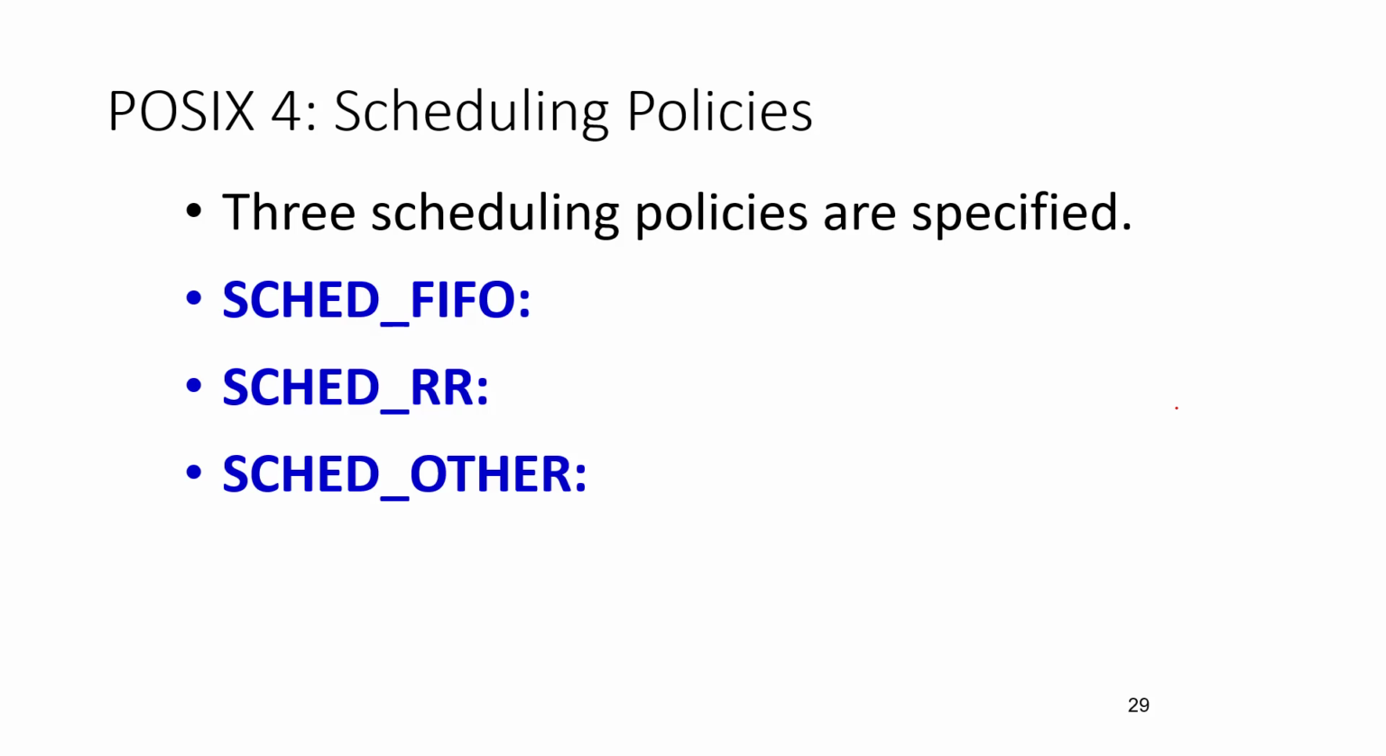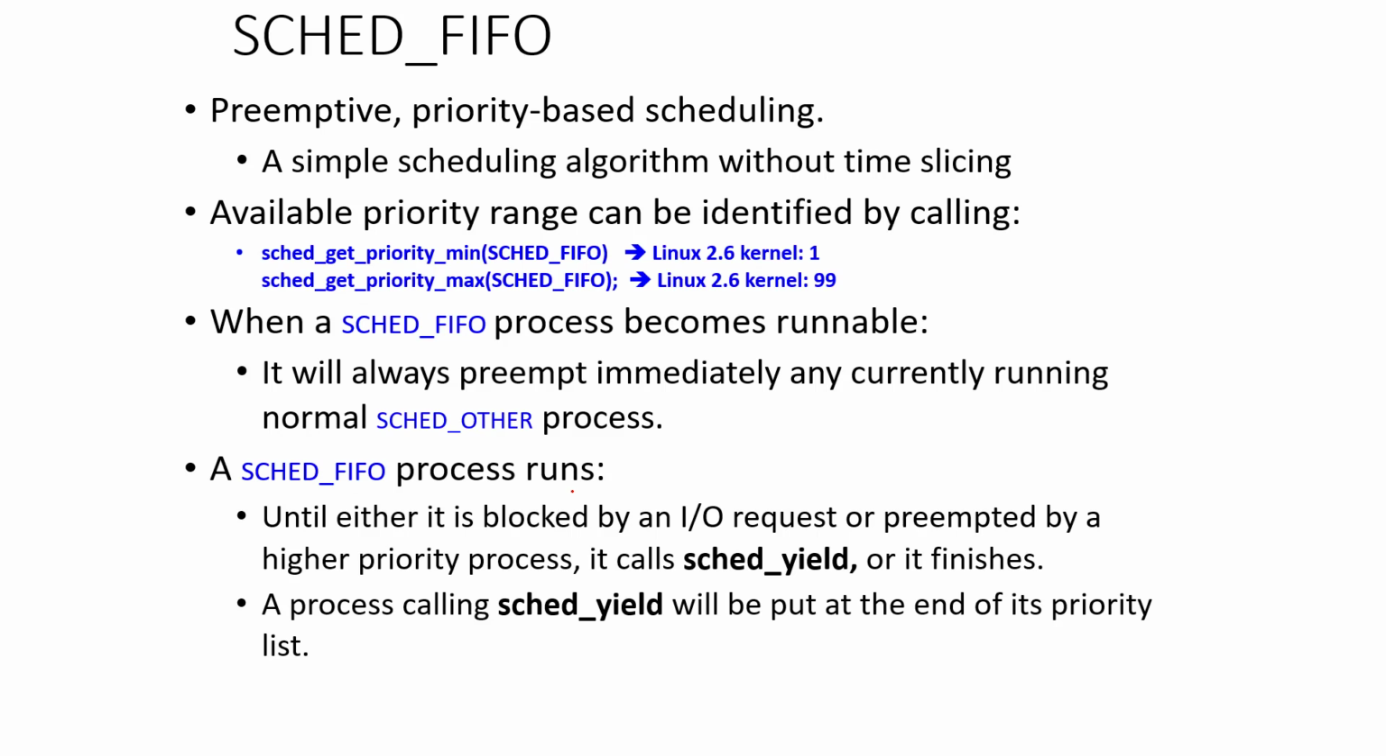In terms of scheduling policies, there are three. One is SCHED_FIFO, which should be supported. Round robin should be supported, and SCHED_OTHER is basically any custom scheduling that I would like to implement, such as EDF, RMS. Coming to this, SCHED_FIFO will be a preemptive priority based scheduling algorithm, right? This is where you have first come first serve, and it is a very simple scheduling algorithm which does not require any time slicing, right?